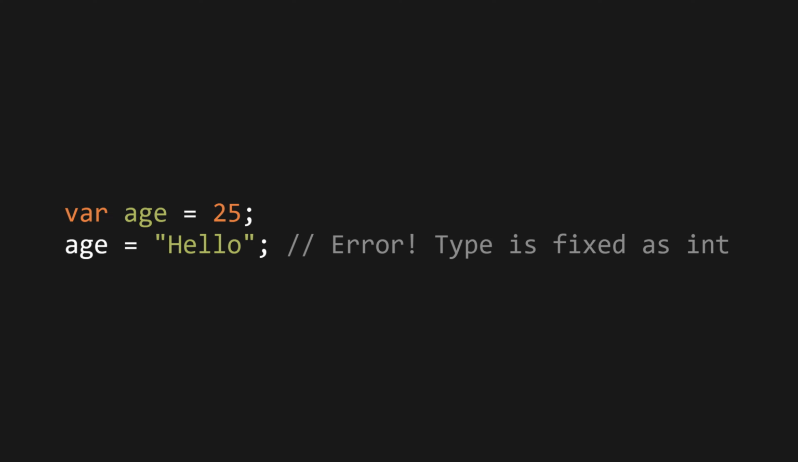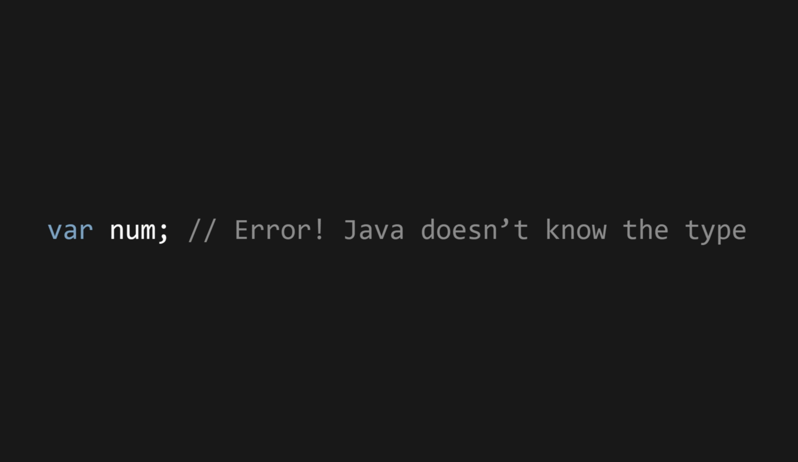var age = 25. If you write age = 10, it will give you an error. You can only use var when the variable is initialized immediately. var num, it will give an error.